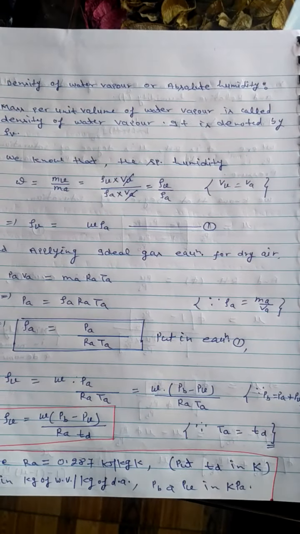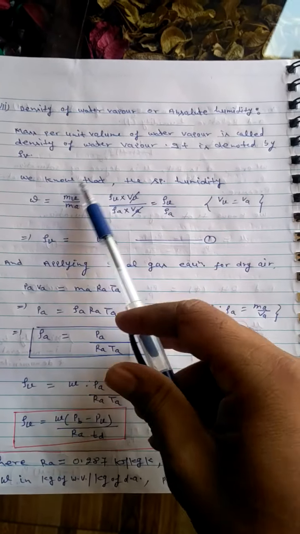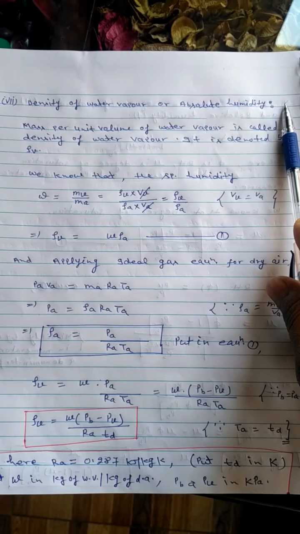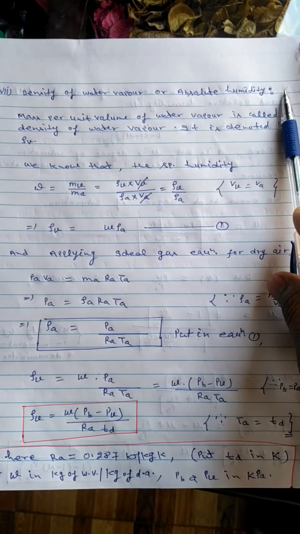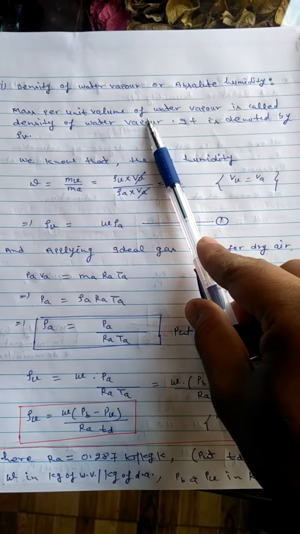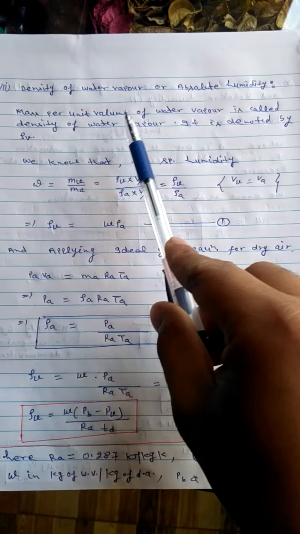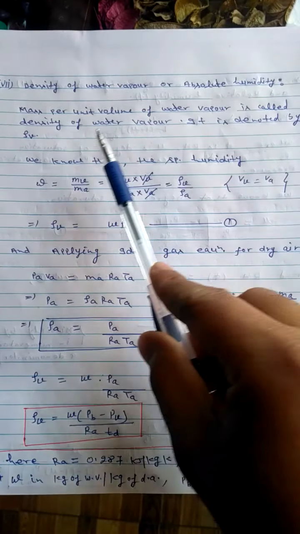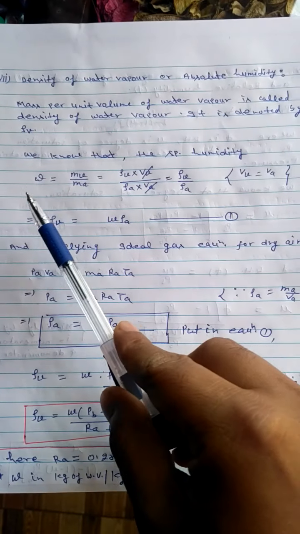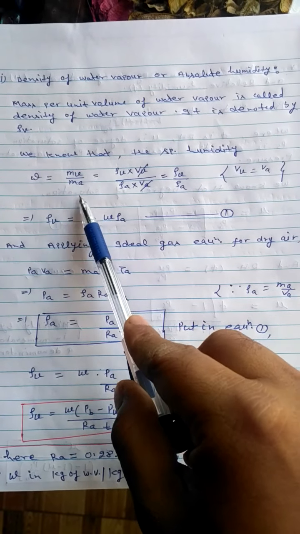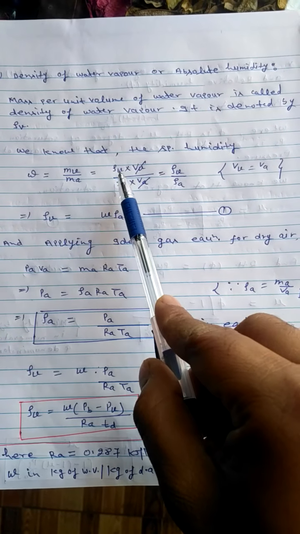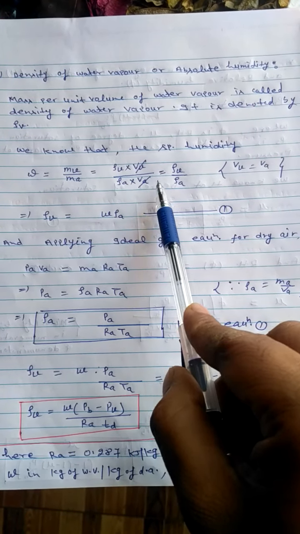Now the next property of moist air is density of water vapor, or absolute humidity, or simply vapor density. We know the density is mass per unit volume, so mass per unit volume of water vapor is called the density of water vapor, and it is denoted by rho v. We know that the specific humidity omega equals mv by ma, and mass equals density into volume, so rho v into Vv upon rho a into Va.